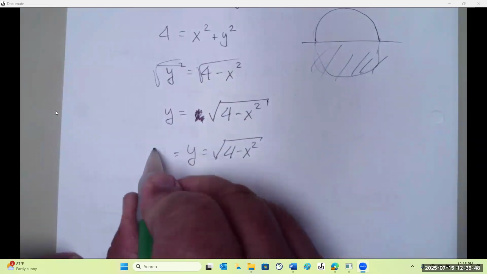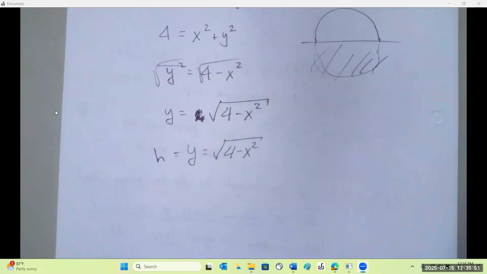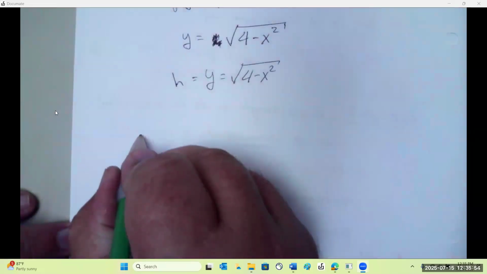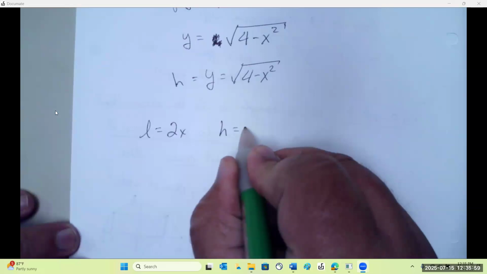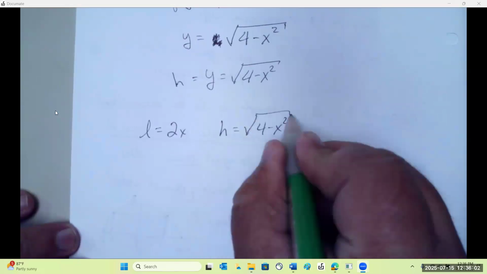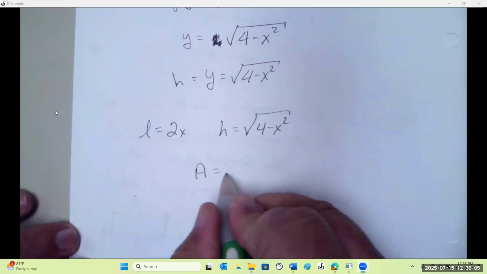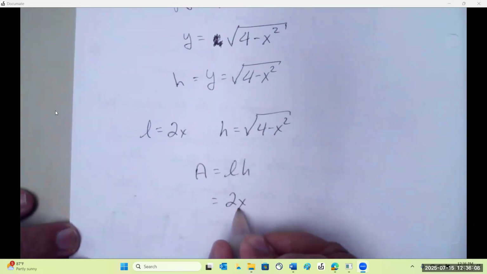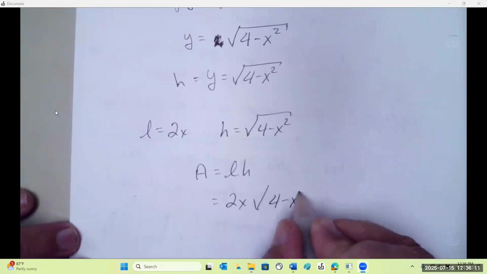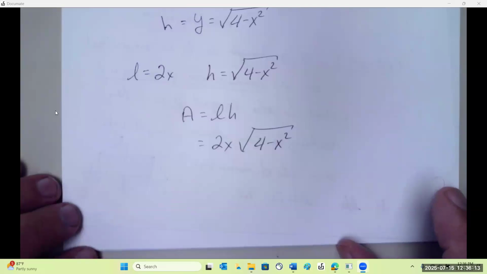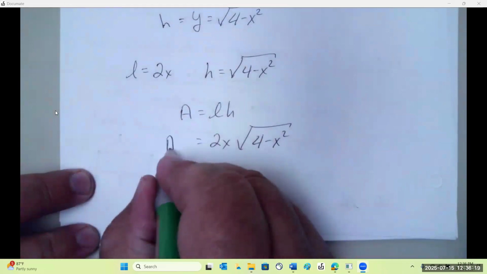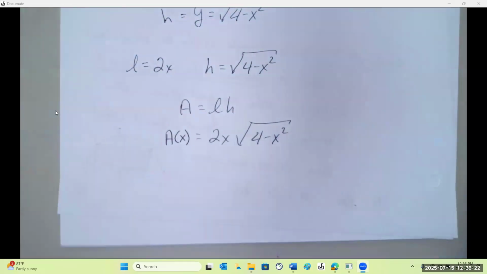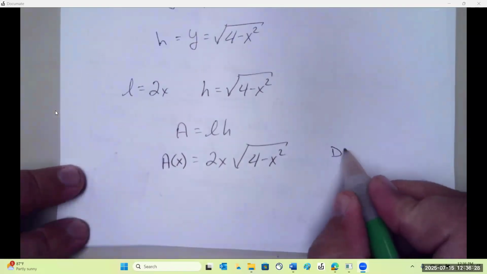Okay, this is our height. This is the formula for our height. So remember, we had length was 2x. Height now we know is the square root of 4 minus x squared. So what's the formula for the area? The length times height, which is 2x times the square root of 4 minus x squared. Remember, this is a function of x. What's its domain? What's our domain? What's our bounds?